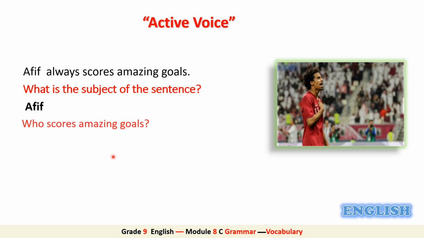Now let's have another question. Who scores amazing goals? What do you think? Great, it's Afif as well. So here, Afif is the agent. He is the real subject or the doer of the action. He is the one who scores amazing goals. In this case, when the subject of the sentence and the real doer or the agent of the action are the same, we call this active voice sentence.